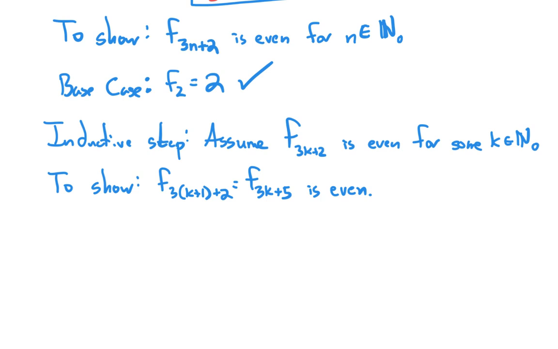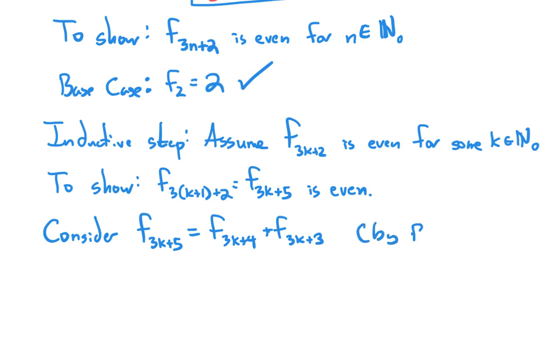So remember, we do have a recursion relation for the Fibonacci number, so we can just use that. So let's consider F of 3k plus 5. We'll use the recursion relation, and this is the same thing as F of 3k plus 4 plus F of 3k plus 3. And my thought is we need to get a 3k plus 2 term in here so I can use my inductive hypothesis.